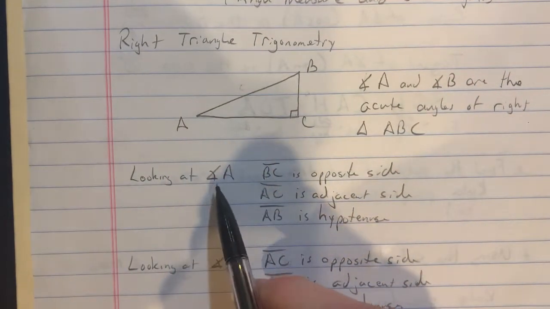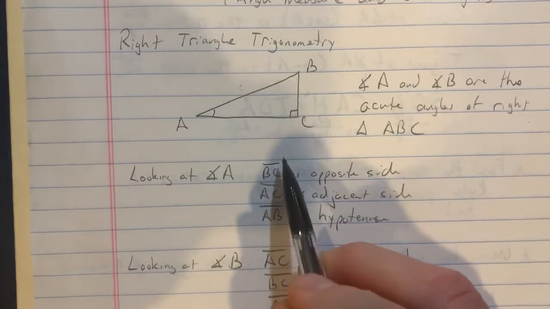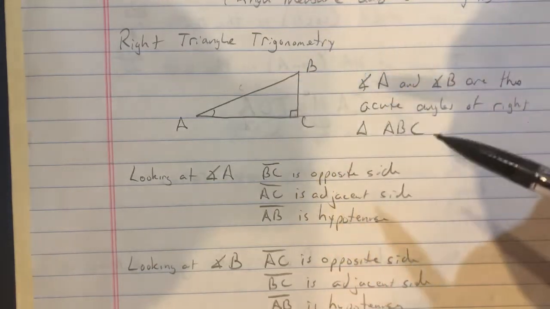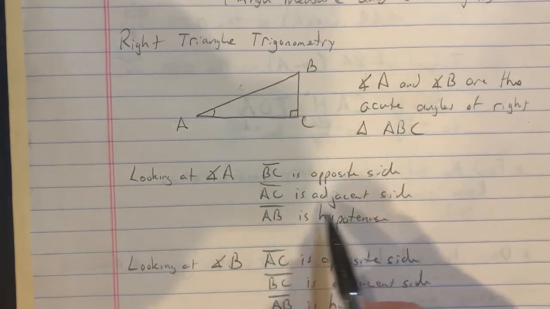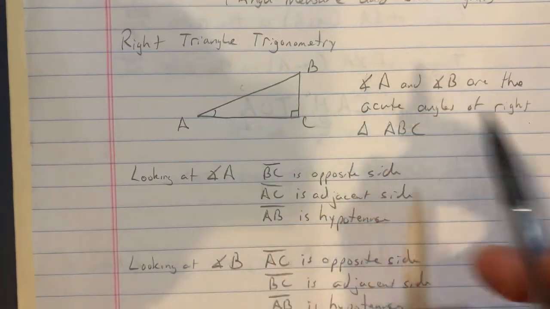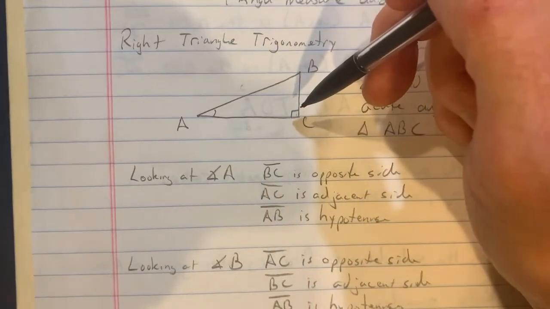So if I'm looking at angle A right here, looking at that angle, BC would be the leg opposite of angle A. Segment AC would be the leg adjacent to angle A. And then AB would be the hypotenuse, is always opposite the right angle.